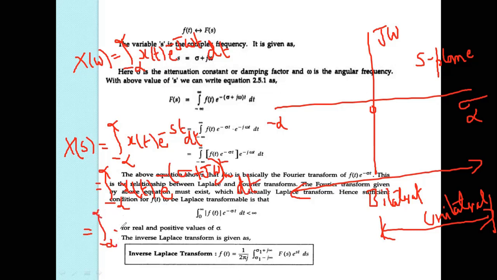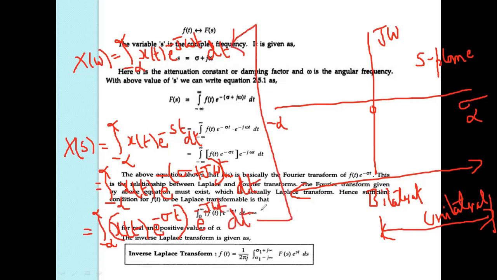After splitting the exponential, x of t into e power minus sigma t is one function, and e power minus j omega t dt. So now you can observe here that the Laplace transformation and the Fourier transformation are both the same. Instead of x of t, here it is x of t into e power minus sigma t, which is a Fourier transformation function only.